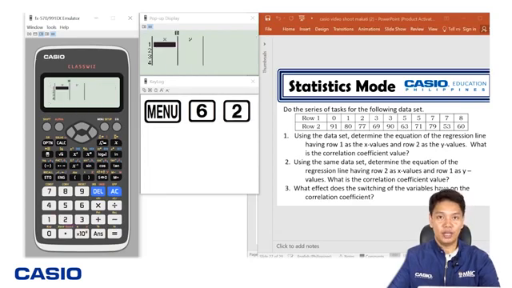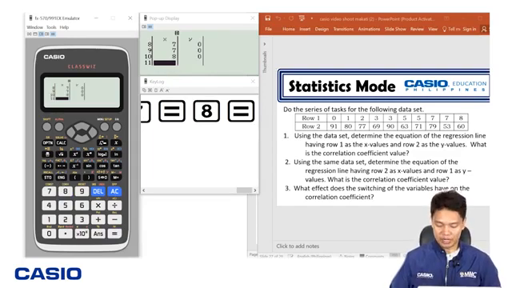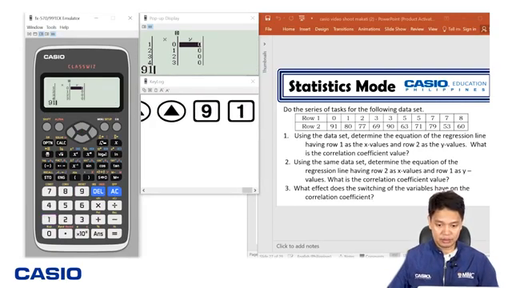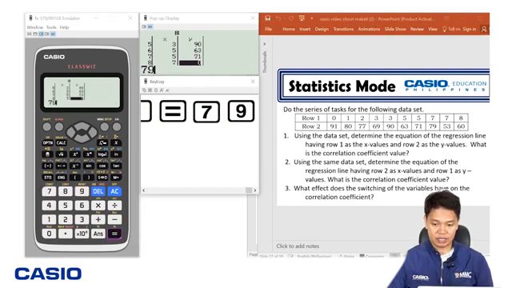And then row 1 as your x values, we have 0, 1, 2, 3, 3, 5, 5, 7, 7, and 8. Now, row 2 as your y values. Alright, going back to row number 1. The first value will be 91 equals 80 equals 77 equals 69 equals 90 equals 63 equals 71 equals 79 equals 53 equals, and lastly 60.